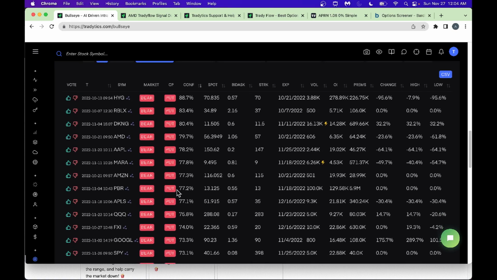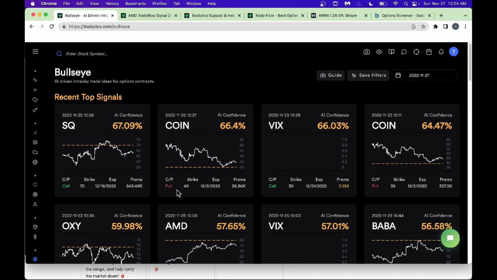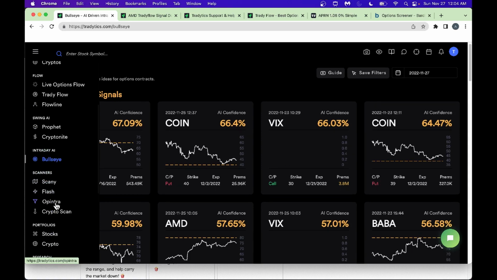All right, so with that, we'll end here. So in a nutshell, if you want to look at option trading, I suggest these two tools here. First one for the swing trading folks, look at the trade flow here.